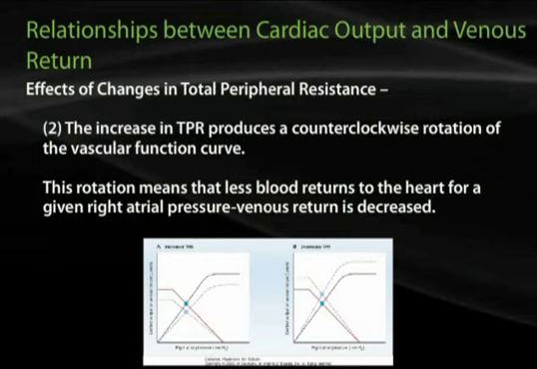The second effect is that the increase in TPR produces a counterclockwise rotation of the vascular function curve. This rotation means that less blood returns to the heart for a given right atrial pressure. The venous return is decreased. And you can see that the red curve is shifted counterclockwise or to the left. But the mean systemic pressure, the point at which the red curve crosses the x-axis, is unchanged.